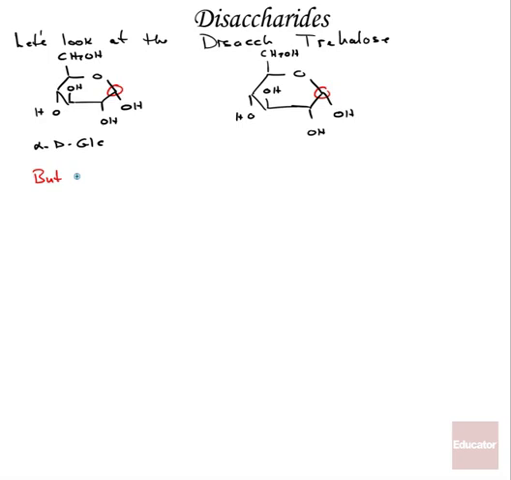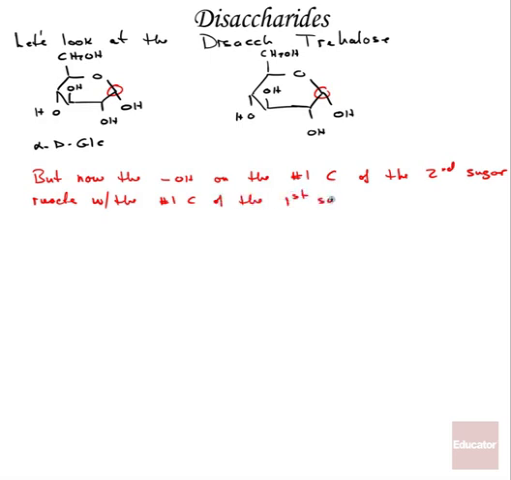The OH on the number 1 carbon of the second sugar, the anomeric carbon of the second sugar, is going to react with the number 1 carbon of the first sugar. Okay, how are we going to deal with this and how are we going to represent it?